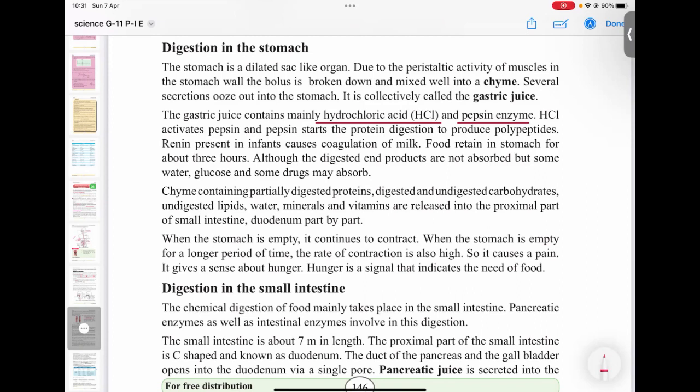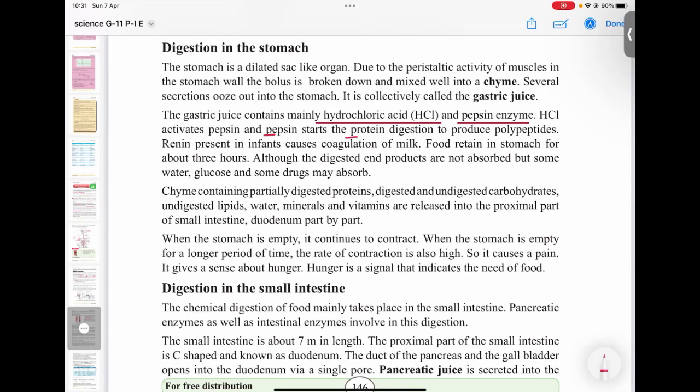Why do we need HCl? We need HCl to activate pepsin. If you don't have HCl, the pepsin won't be activated. So what is pepsin related to? It is related to protein. How can you remember? Pepsin starts with P, and protein also starts with P. Pepsin helps to start the protein digestion, and it will convert the protein into polypeptides.